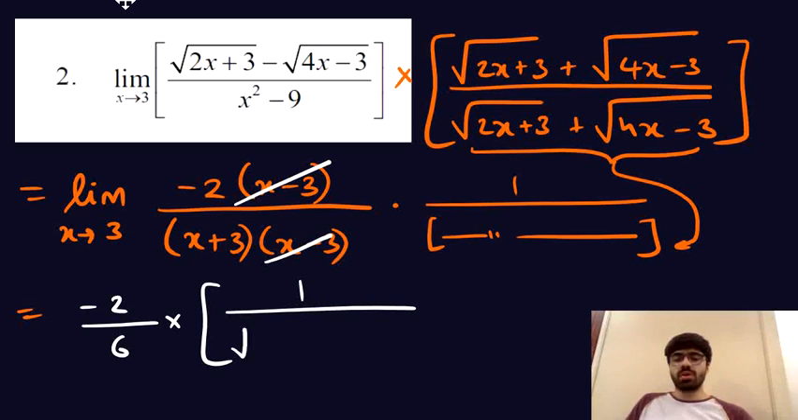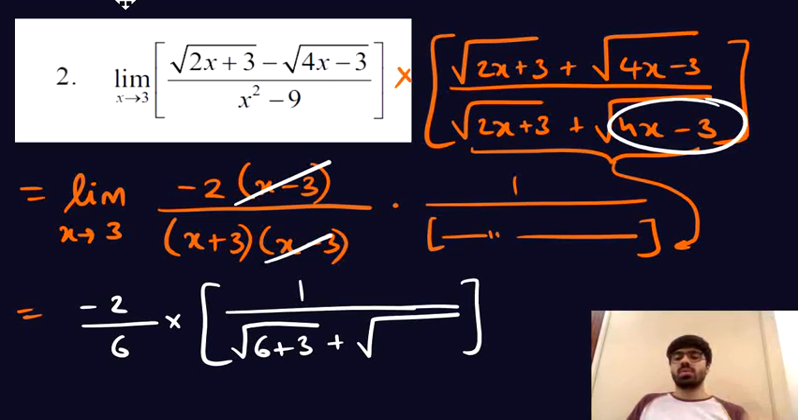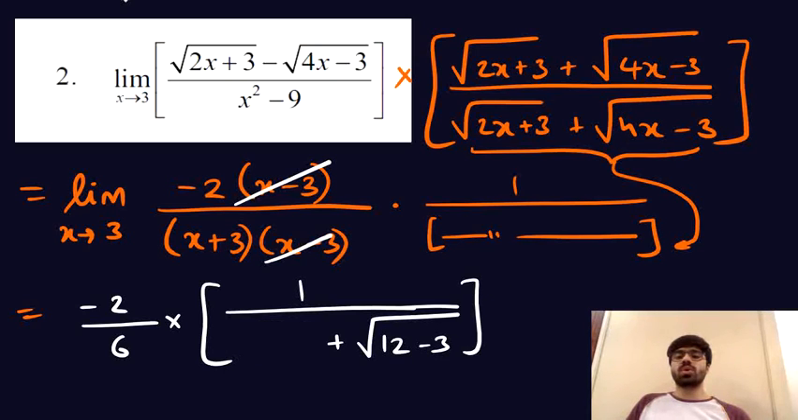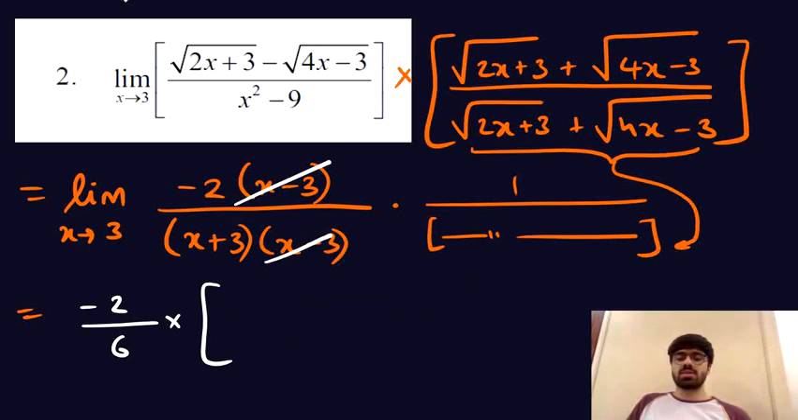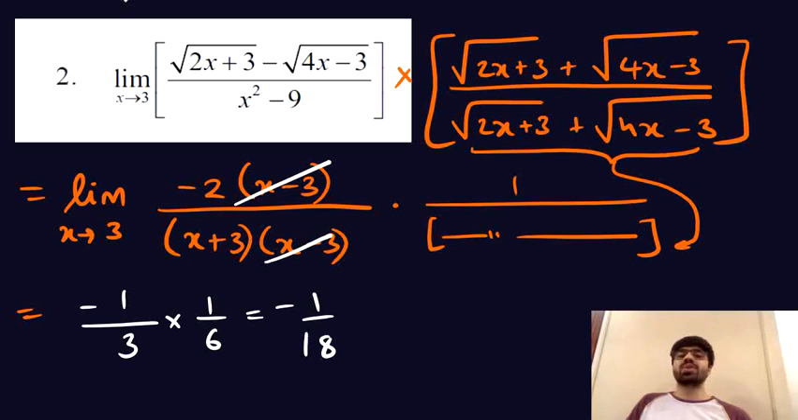So that will be root over 2 into x, that is 2 into 3, which is 6 plus 3, plus root over 4 into 3, which is equal to 12, minus 3. 6 plus 3 will be 9, the root of which will be 3. 12 minus 3 will be 9, the root of which will again be equal to 3. And 3 plus 3 in the denominator will make it 6. So we have 2 by 6 into 1 by 6. 2 gets cancelled here. We have minus 1 upon 3 into 1 upon 6, and the final value for this expression turns out to be equal to minus 1 upon 18.